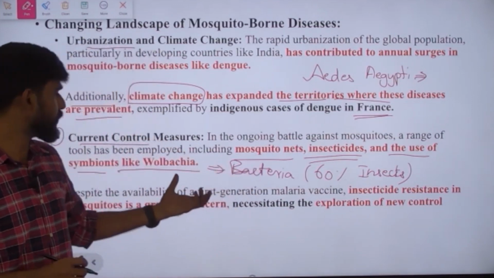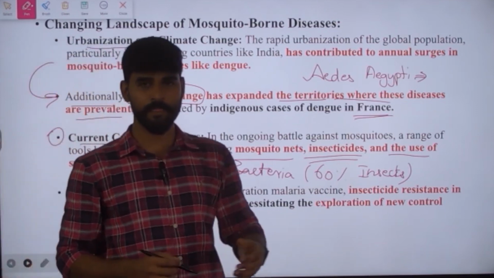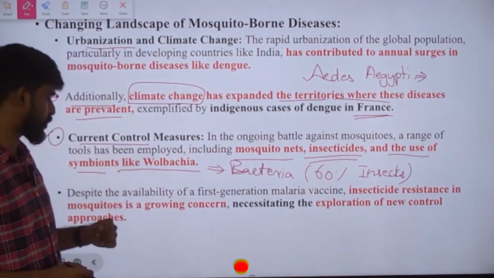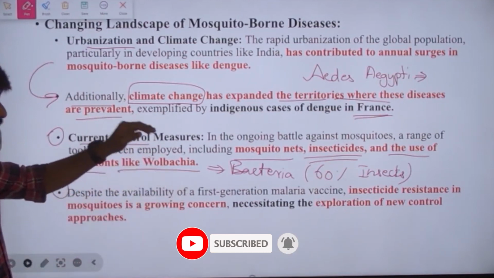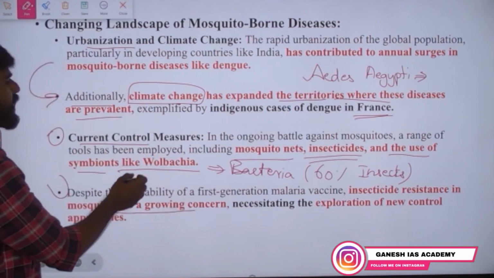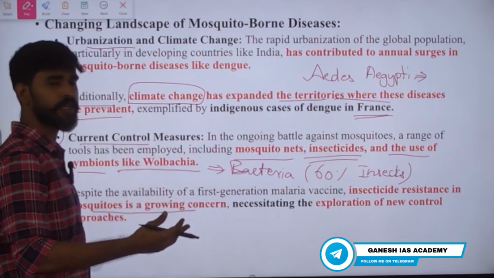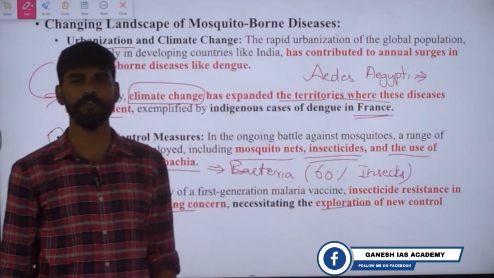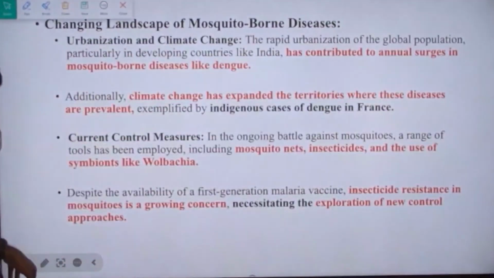Okay, so a question based on this particular Wolbachia method has been asked in the past prelims examination, the 2023 prelims examination. Let us face that question also. Before that, we will see this point. Despite the availability of the first generation malaria vaccine, insecticide resistance in mosquitoes is a growing concern. Okay, though we are spraying a lot of insecticides for mosquito control, they are becoming resistant to insecticides, which is a growing concern. Thus, there is a need for exploration of newer methods to control mosquitoes. Okay, so that is why we are going for genetic engineering now.